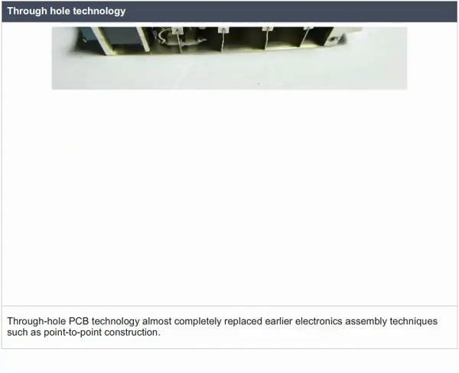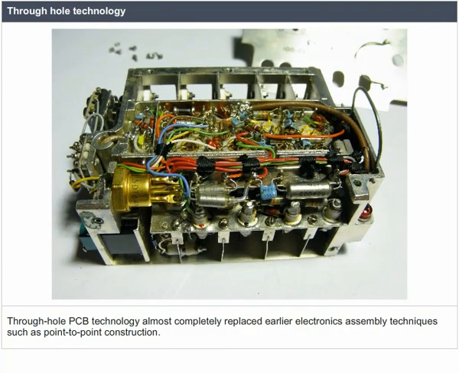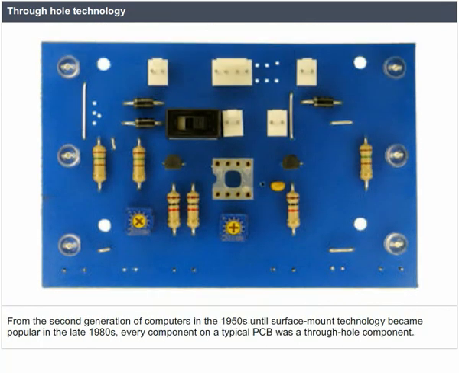Through-hole PCB technology almost completely replaced earlier electronics assembly techniques such as point-to-point construction. From the second generation of computers in the 1950s until surface mount technology became popular in the late 1980s, every component on a typical PCB was a through-hole component.